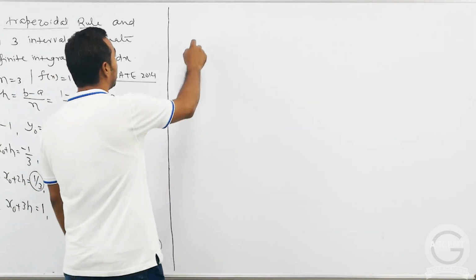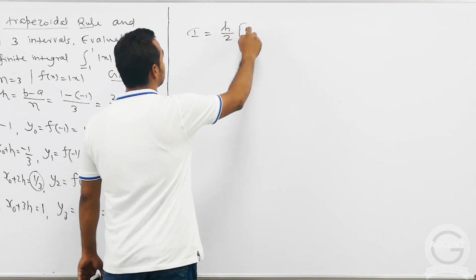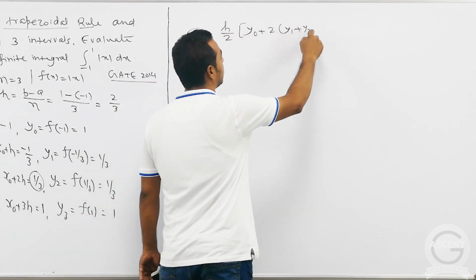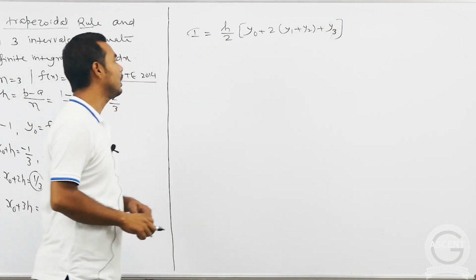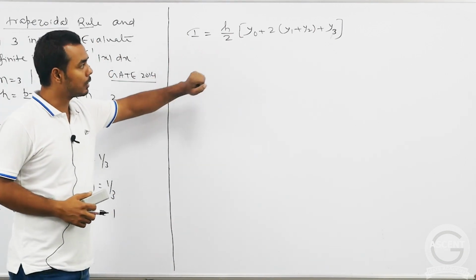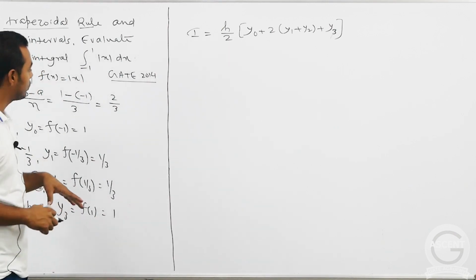So the value of the integral using the trapezoidal rule, the formula was h by 2 times (y0 plus 2 times (y1 plus y2) plus yn), so yn is y3. So this will be the formula. In GATE most of the problems are on the trapezoidal rule only, so this is the most important formula that you have to remember. So now we have to substitute the values.